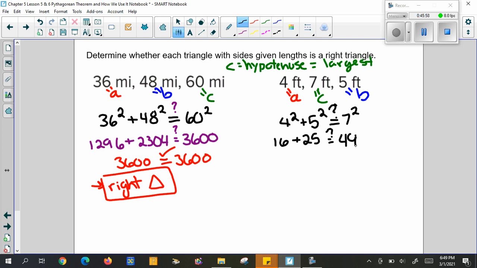Now, what I see here is 16 plus 25 is 41. So these are not equal. Therefore, not a right triangle.